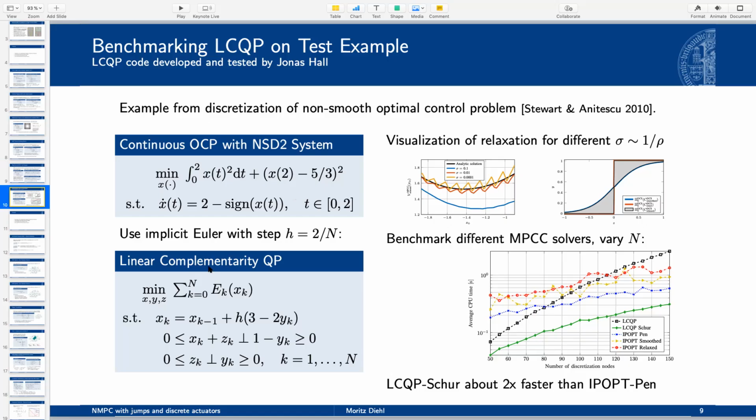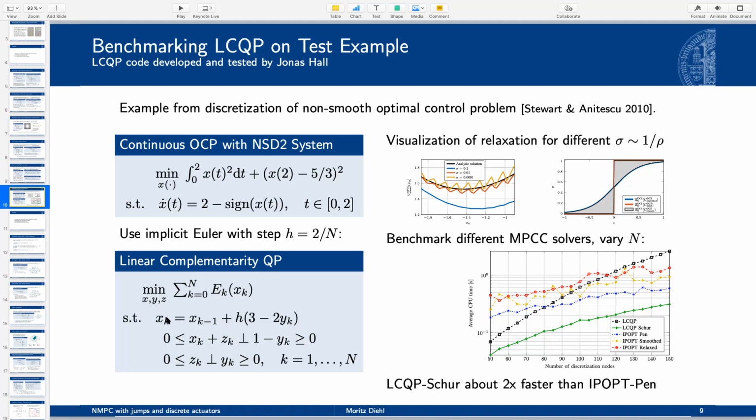Okay, then we discretize that using implicit Euler with a step 2 divided by n. 2 is the time horizon, n is the number of steps, very simple. And after a little bit of logical reformulations, which I spare you, you can actually reformulate that whole thing into an MPCC. And that's what we have here at the bottom. And it turns out to be a linear complementarity QP.